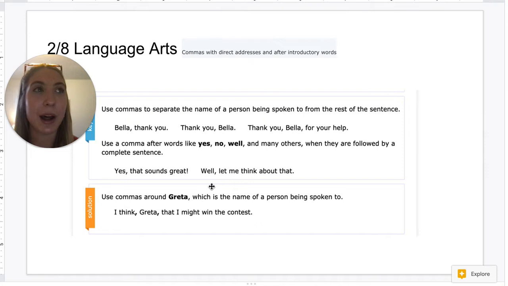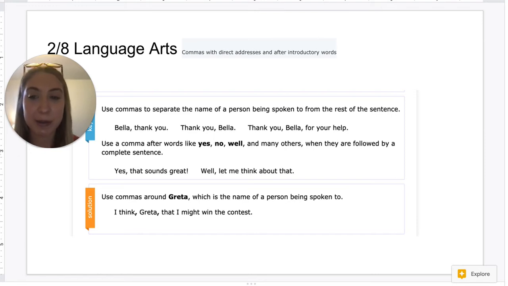Or we say, well, pause. The comma kind of adds a pause. Let me think about that. Because let me think about that is also a complete sentence. Well and yes are just our introductory words. So for this sentence, I think, Greta, that I might win the contest, Greta is the person who we're talking to, and we're directly addressing her. That means we put a comma before and after Greta. So I think, comma kind of adds a pause, Greta, I might win the contest.